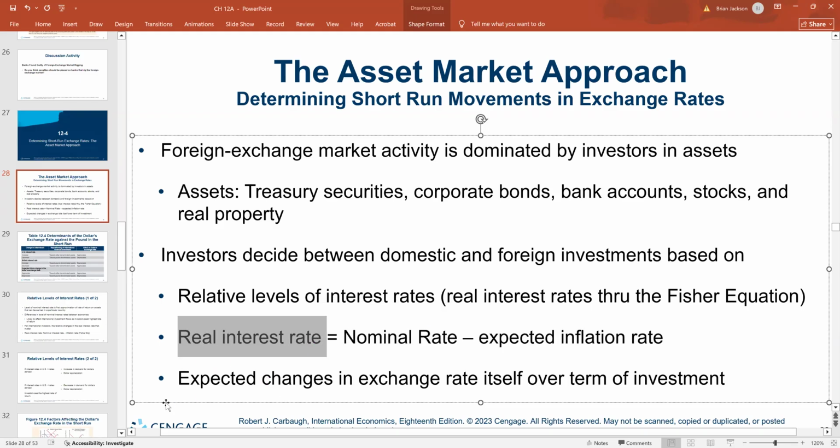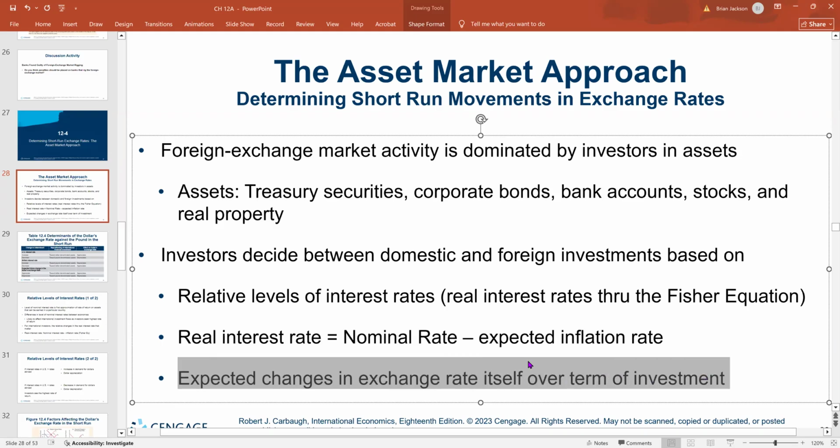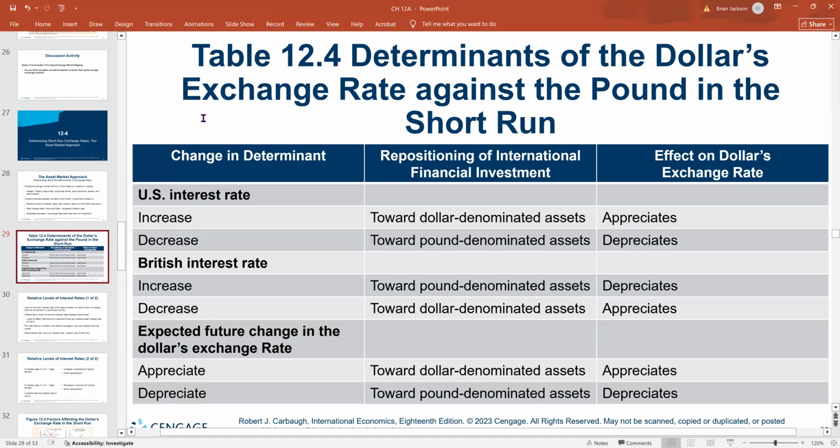So investors are going to calculate the real interest rate on investments in different countries. And the capital is going to chase those investments that pay the highest real interest rate. So you look at expected changes in the exchange rate itself over the term of the investment. Okay. So how long are you going to be in that investment? You may be restricted to being in the investment for more than a year, and so forth. So there's different kinds of investments. So how would this work?